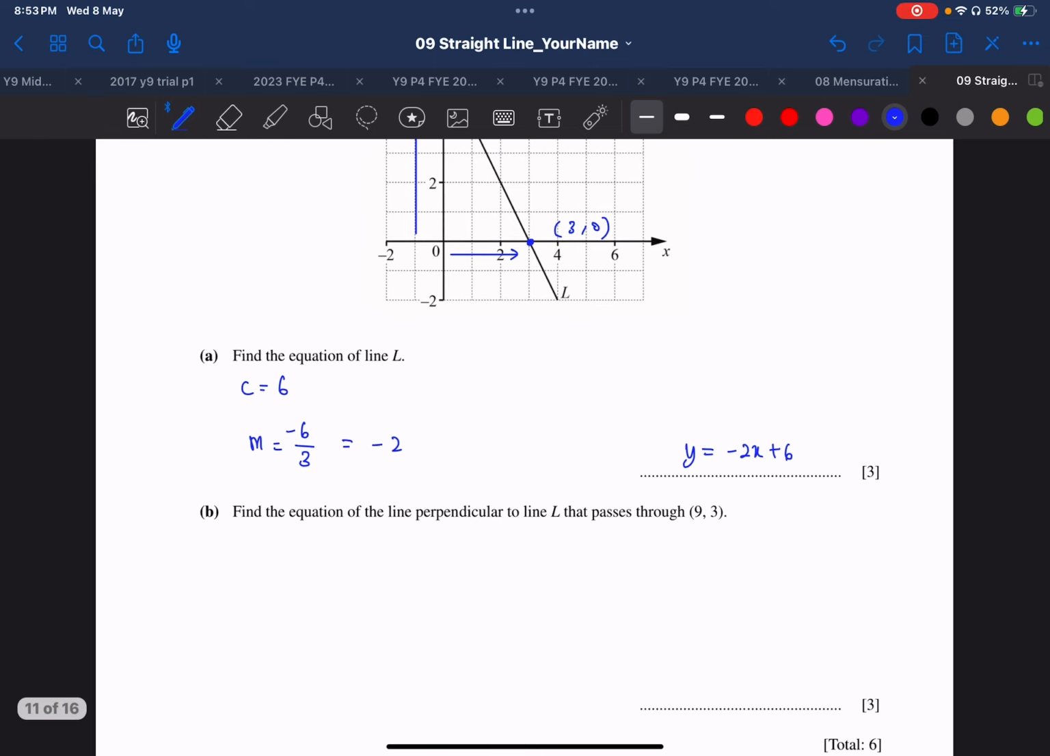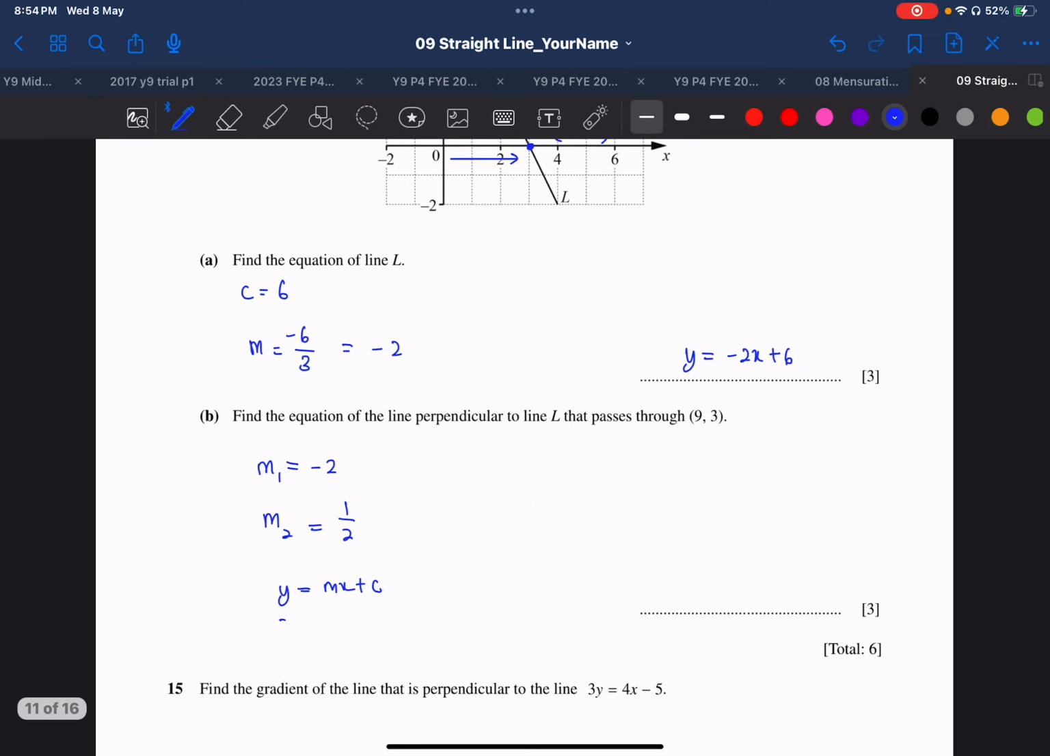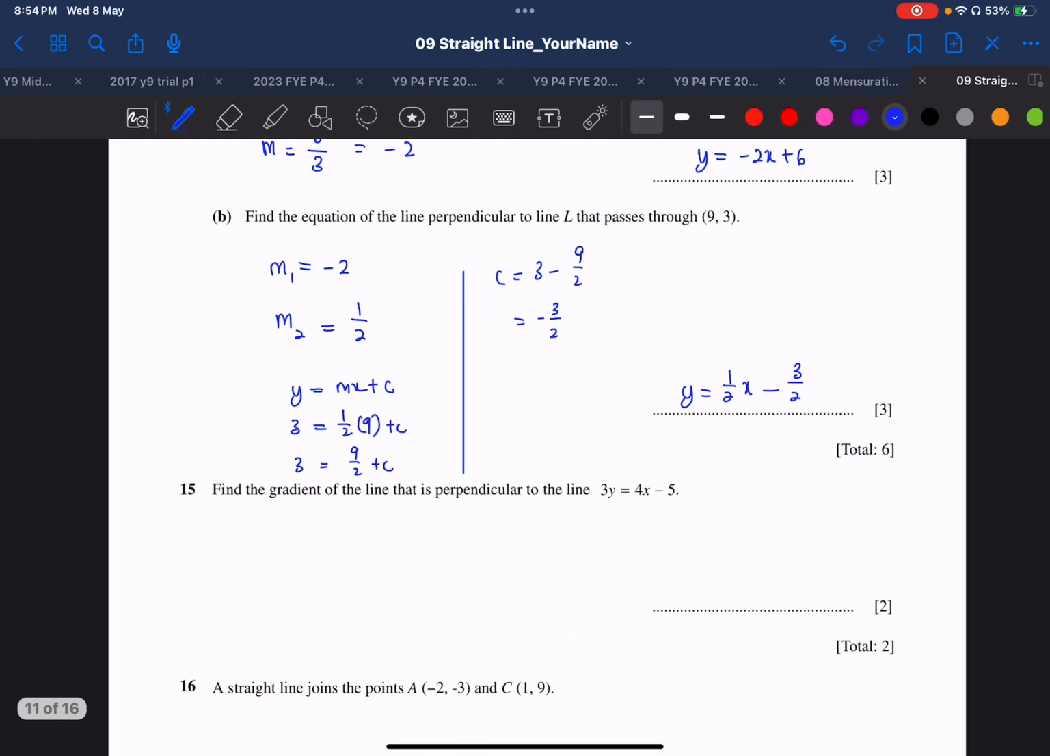Find the equation of the line perpendicular to line L, meaning if gradient number 1 is -2, gradient number 2 will be half, and it passes through 9, 3. So 3 equals 1 over 2 times 9 plus c. So 3 equals 9 over 2 plus c. So your c value will be 3 minus 9 over 2, which is -3 over 2. This is the y-intercept, and your equation is y equals 1 over 2x minus 3 over 2.